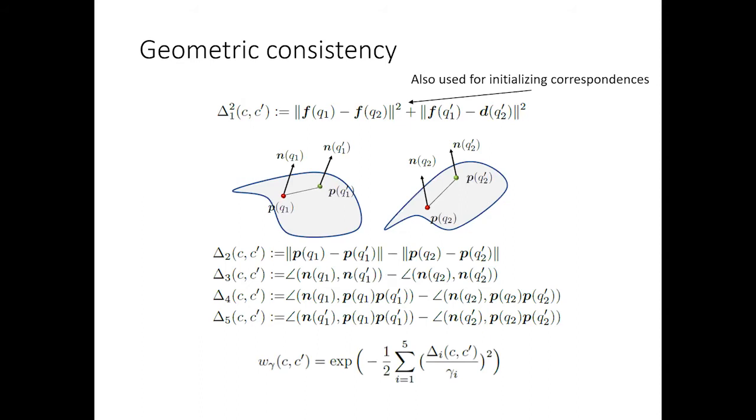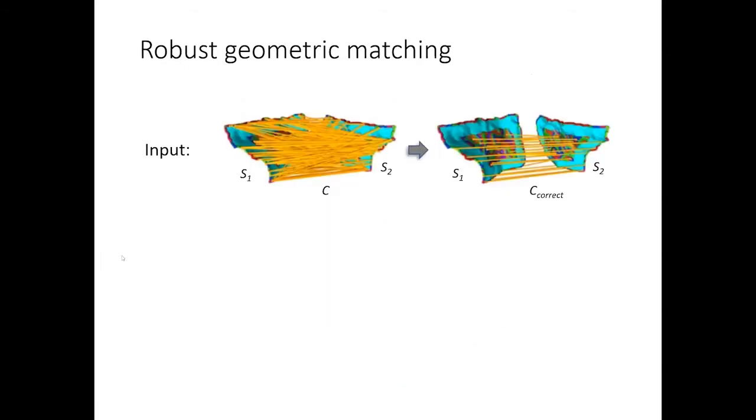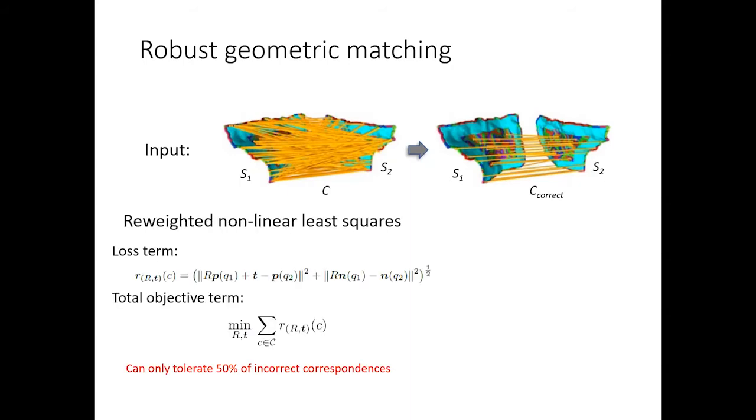Then we need a matching module, which integrates those geometric constraints to spit out a rigid pose, right? What we do here is combine two types of techniques. The first is reweighted non-linear least squares. This is widely used, for example, in local registration, and it's very accurate. But on the other hand, it has a limitation that it can only tolerate 60% incorrect correspondences. So this is a local technique.